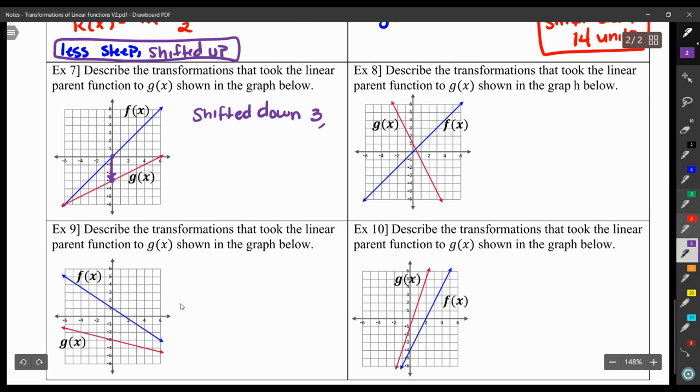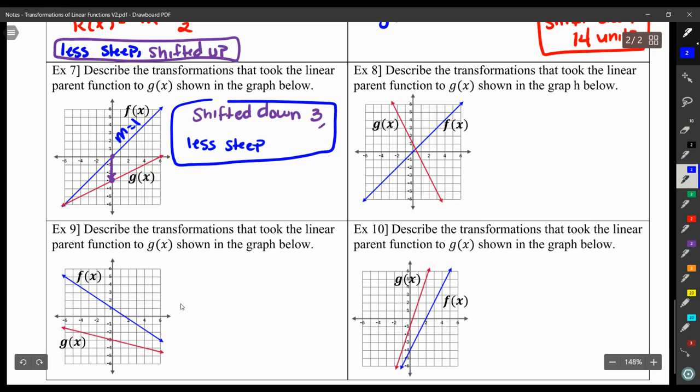Now let's look at our steepness. If you would like to actually find the value of slope, that is one way to do this. I know that the blue line has a slope of 1. That's just what the parent function is. Now for the red line, I can see that it is a little less steep. It looks flatter. And so my red line is less steep than the blue line. So these were the two transformations that occurred.